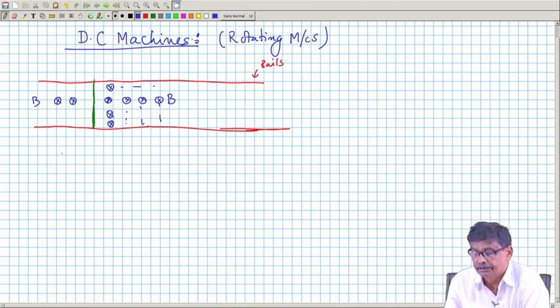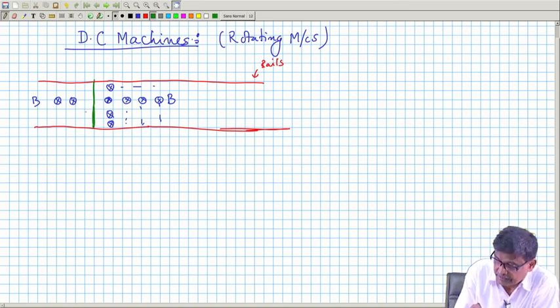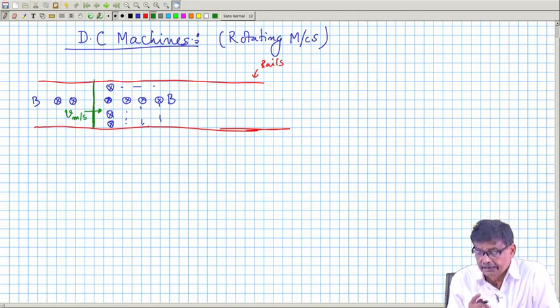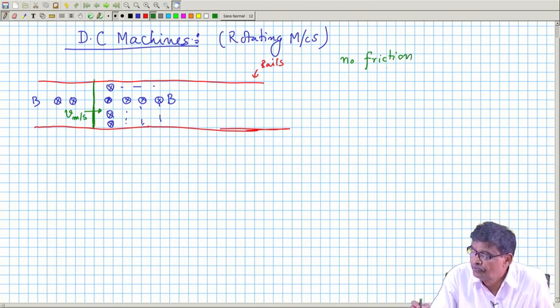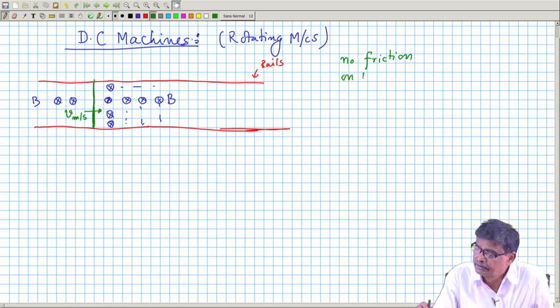Now, let us imagine that this conductor is moving with a velocity, say v meter per second, from left to right. And let us assume that there is no friction on the track, and also no air resistance.